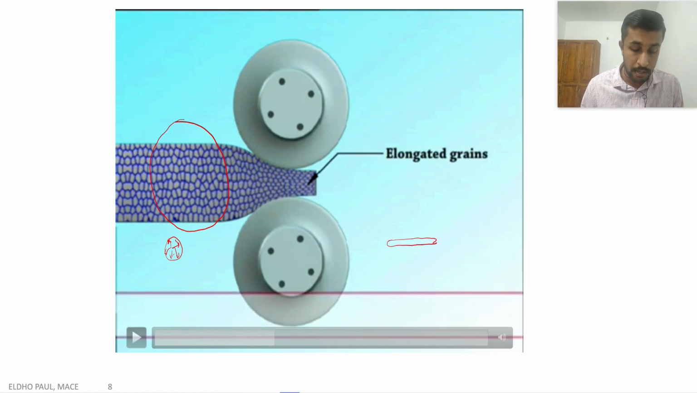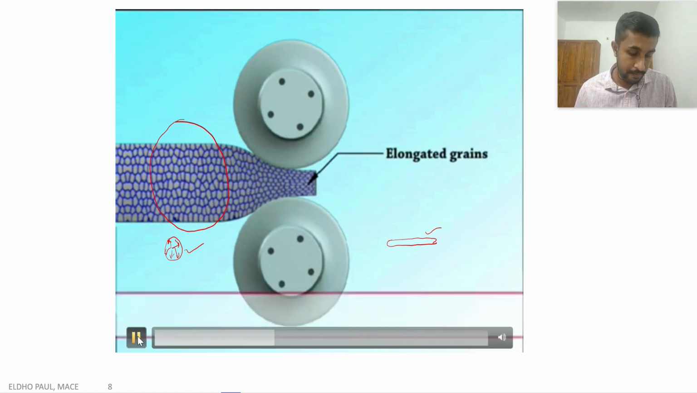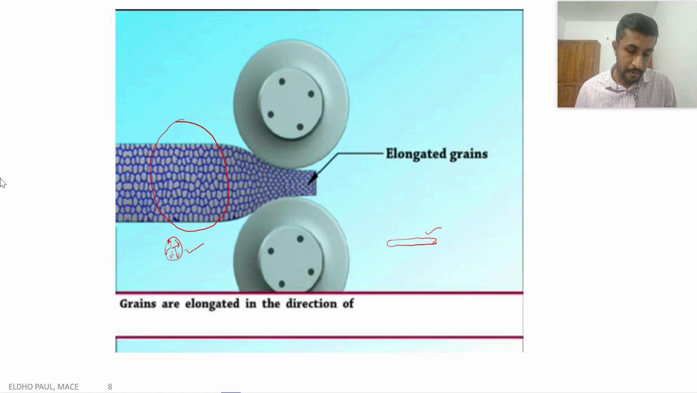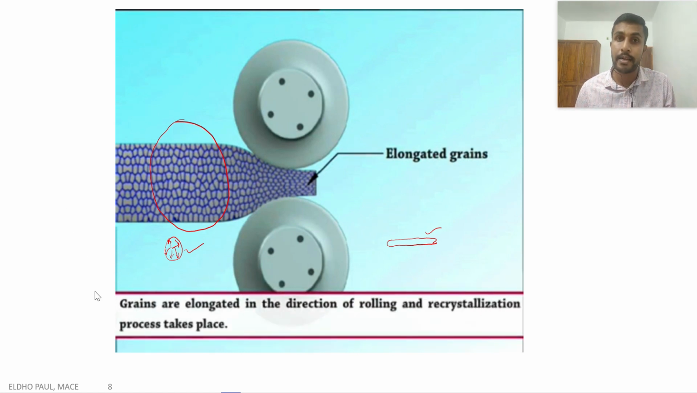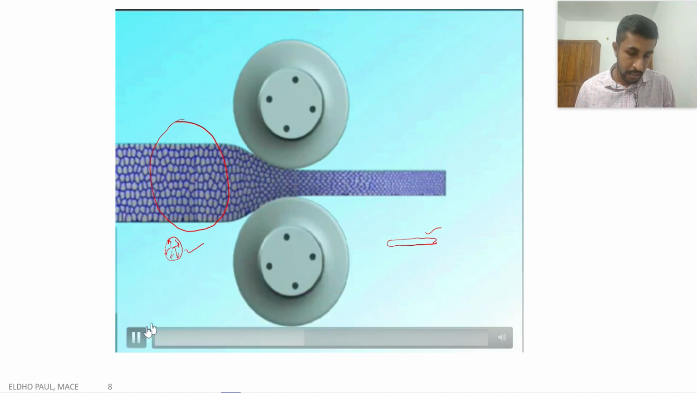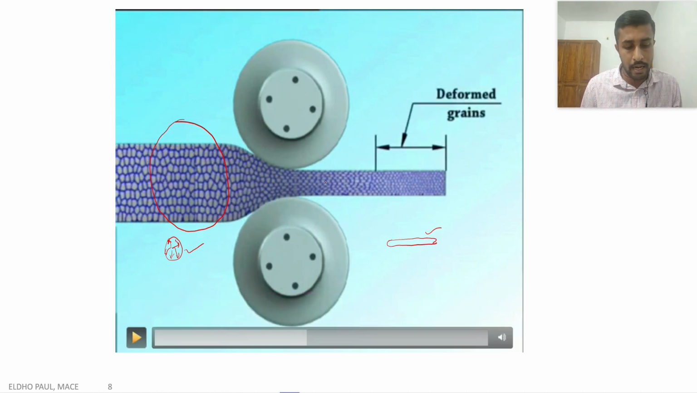to elongated grained material. These are the elongated grains. So this is equiaxial, and this one is the elongated grains. So when the material passed through the rollers, this equiaxial undeformed grain material converted to elongated or long grained material. Grains are elongated in the direction of rolling and the recrystallization process takes place. After coming out from the rolling process, we can see this deformed material in this length area. Deformed grains.